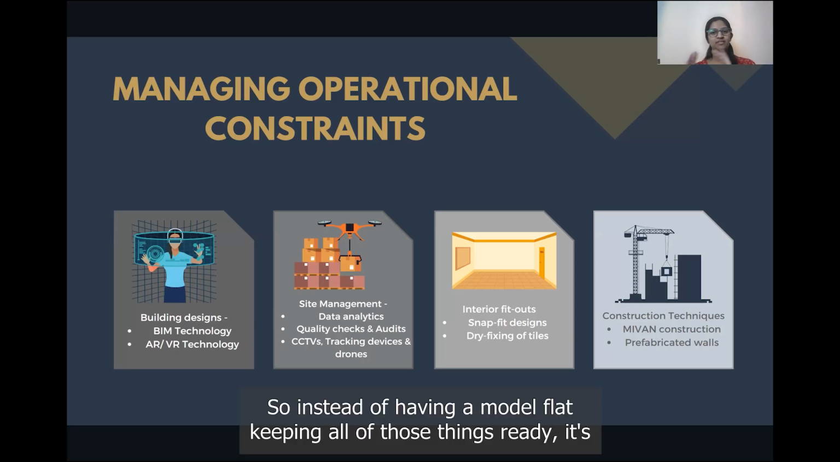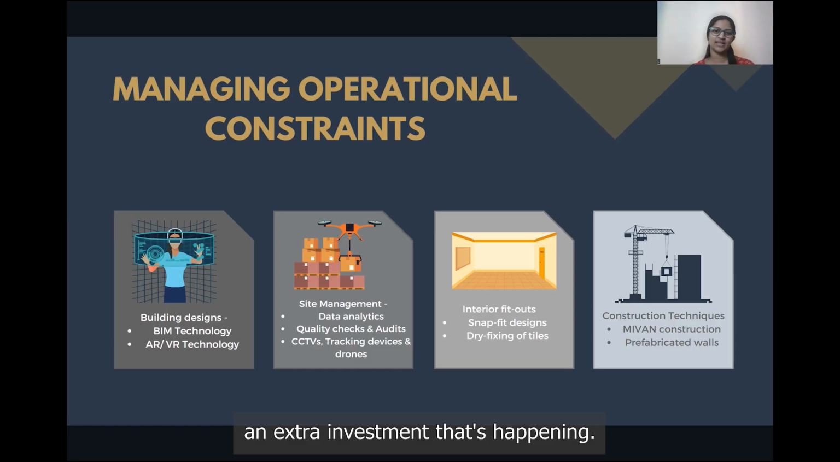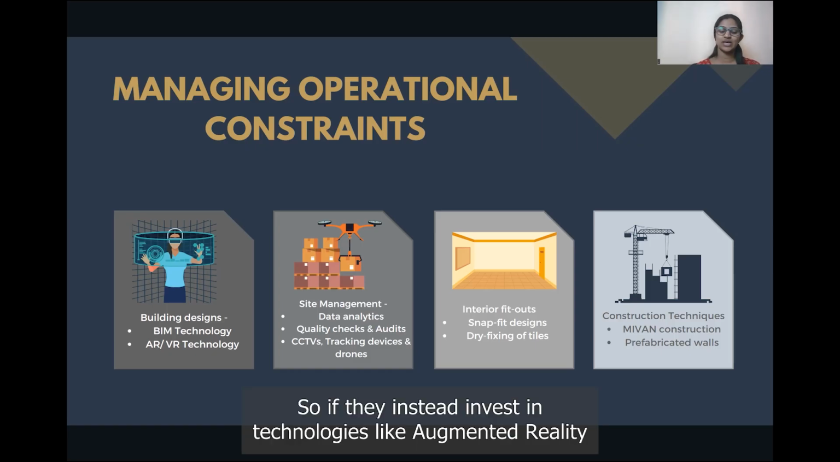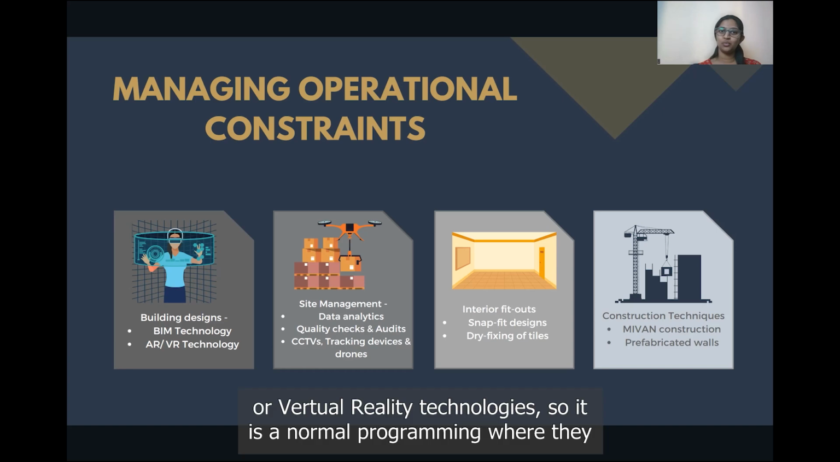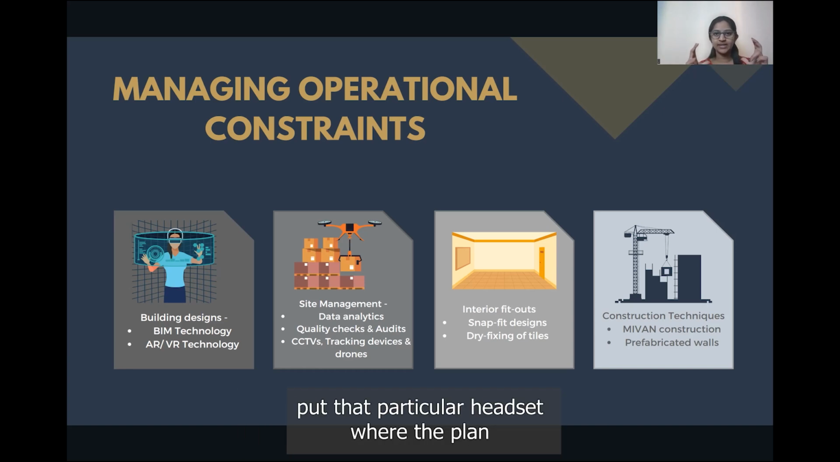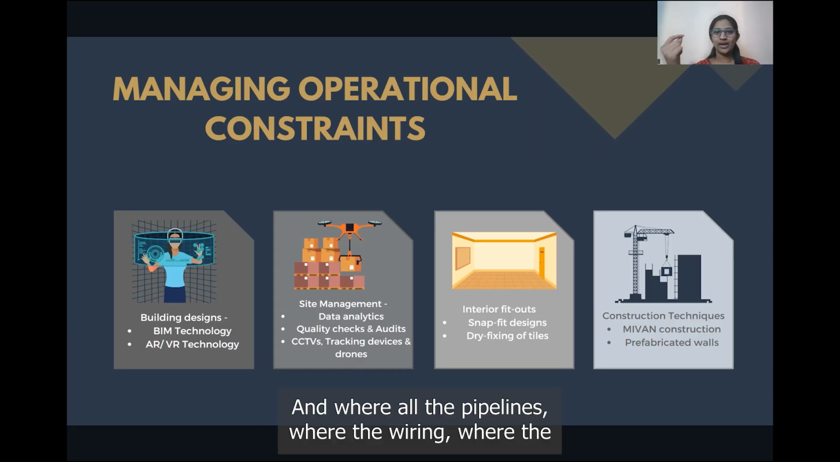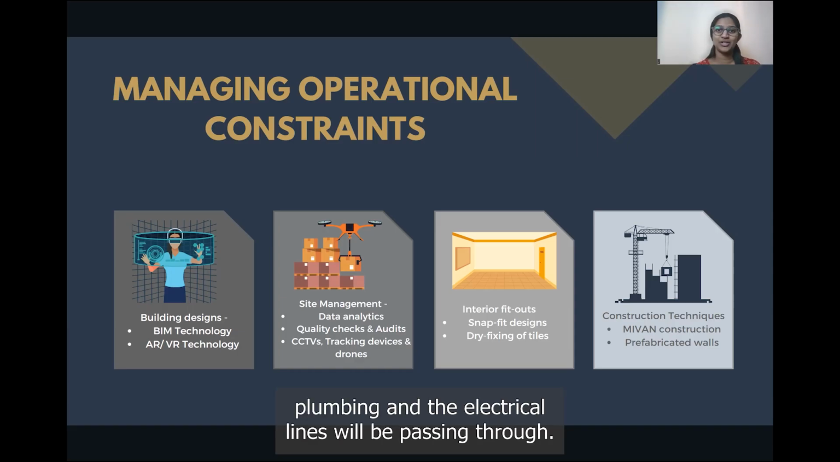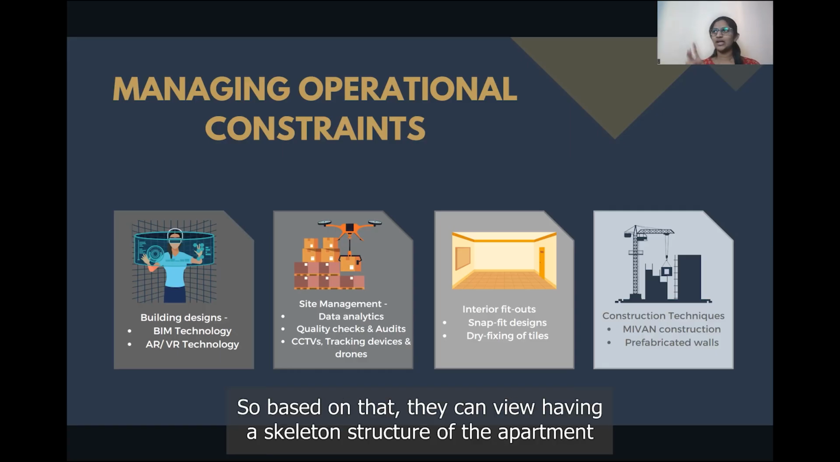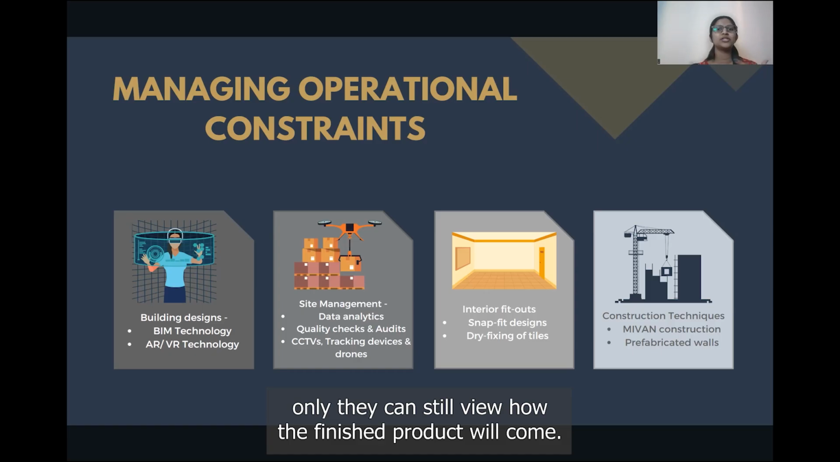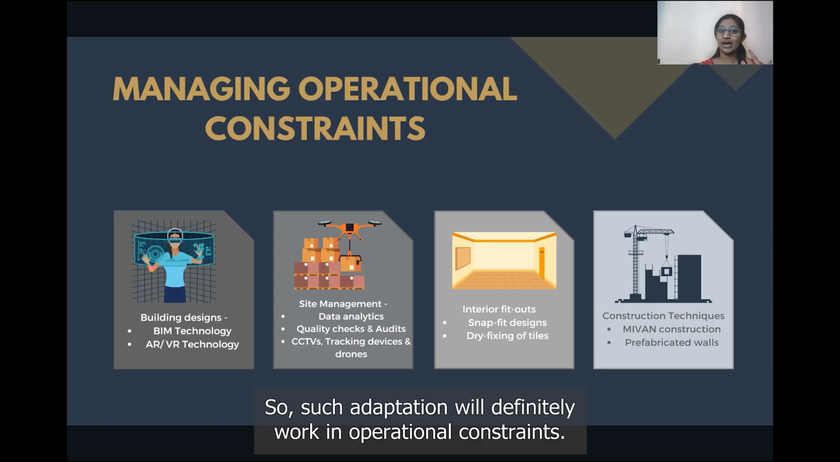So instead of having a model flat, keeping all of those things ready, it's an extra investment that's happening. If they instead invest in technologies like augmented reality or virtual reality, it is a normal programming where they put on a headset where the plan of the building will be inserted, and where all the pipelines, the wiring, the plumbing and the electrical lines will be passing through, all of those things will be visualized in such technologies. So based on that, having only a skeleton structure of that apartment, they can still view how the finished product would come. Such adaptation will definitely work for operational constraints.